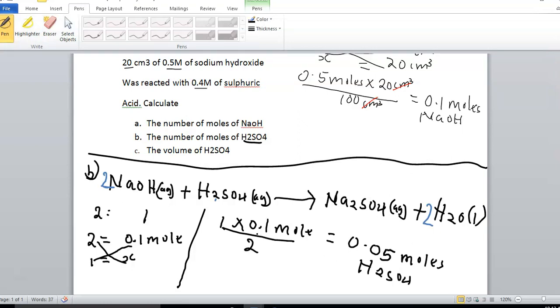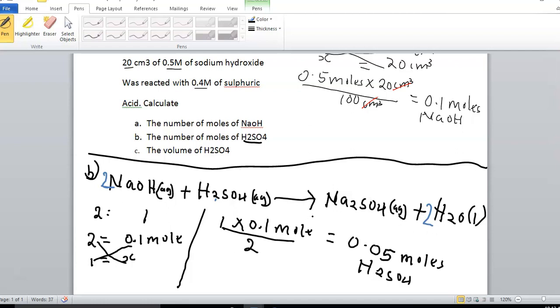When 0.1 is divided by 2, that's the value that we get. So that's how you get the number of moles of the sulfuric acid. What have I done? I have the number of moles of the base as 0.1. Then to get the number of moles of the acid, you write the equation, you react the two solutions, which are sodium hydroxide and sulfuric acid. Then you get the product, which is salt plus water. This reaction is a neutralization reaction. Acid reacts with base, and then the product will be salt plus water.